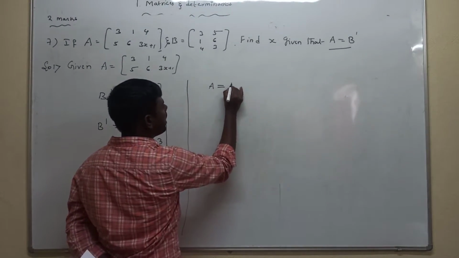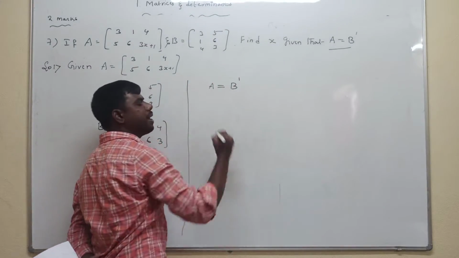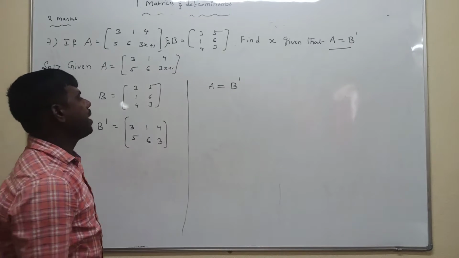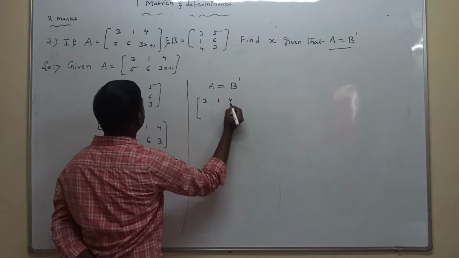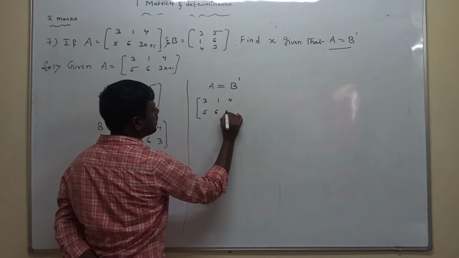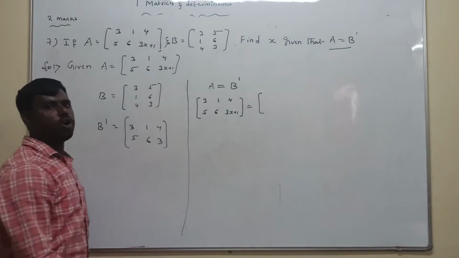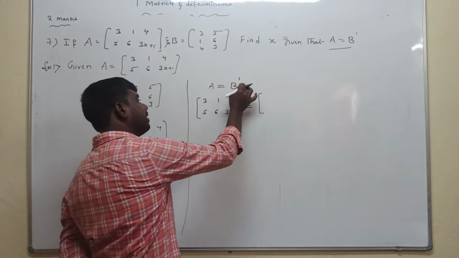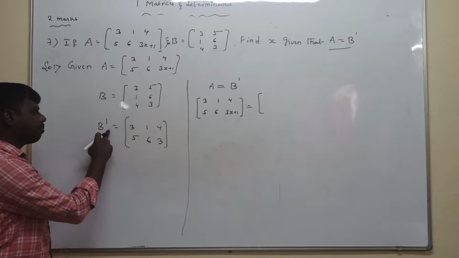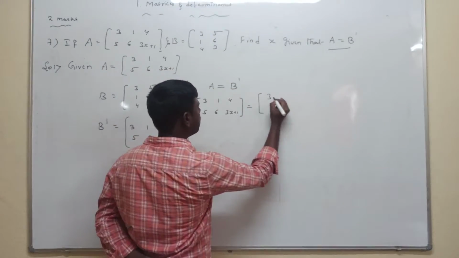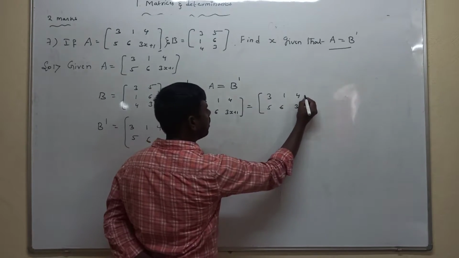Right, the condition is A is equal to B transpose. After that, substitute the A matrix and the transpose of B matrix. What is the A matrix given? 3, 1, 4, 5, 6, 3x plus 1 is equal to the transpose of the B matrix. Don't substitute the B matrix, but here the transpose of B matrix is given. That's why we are only substituting the transpose of B matrix. We get the matrix 3, 1, 4, 5, 6, 3.